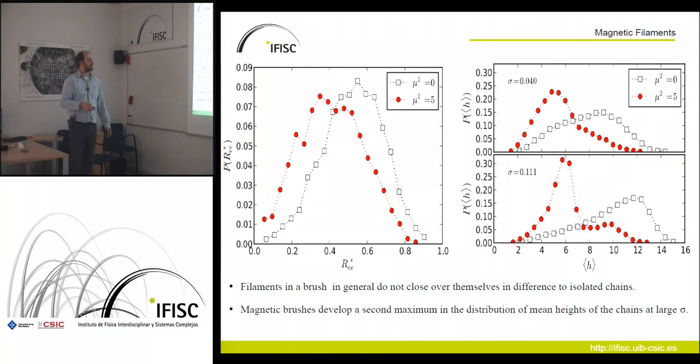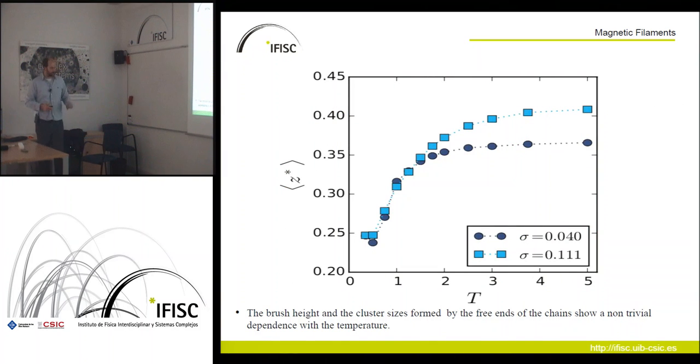Also, another effect we can see appears when you look at the probability of having a certain instantaneous average height of the brush. In the case of magnetic filaments at large anchoring densities of chains, a second peak emerges and the distributions are different. So how can we fit all this together? Also, for instance, with temperature, something weird happens. At high temperatures, of course, one would expect that the higher the density, the higher the mean height of the polymer. But at low temperatures, that's not the case. Both are the same, so it doesn't depend on the grafting density.